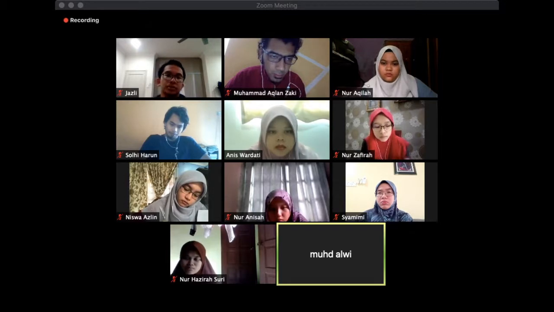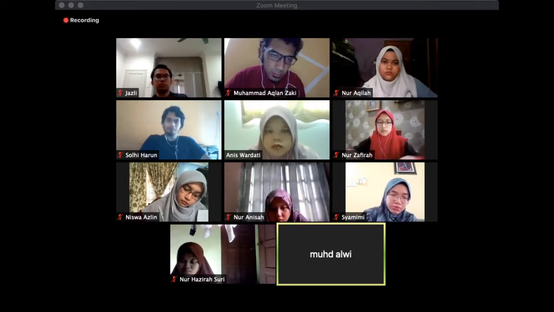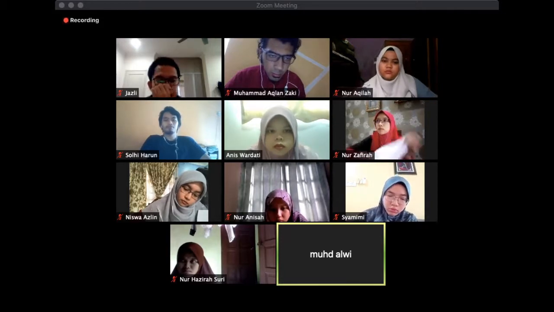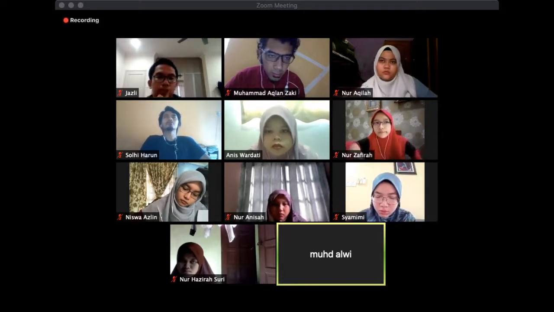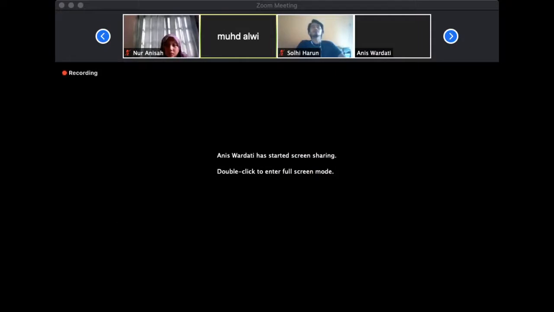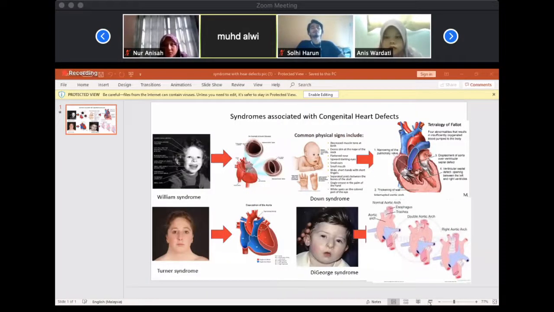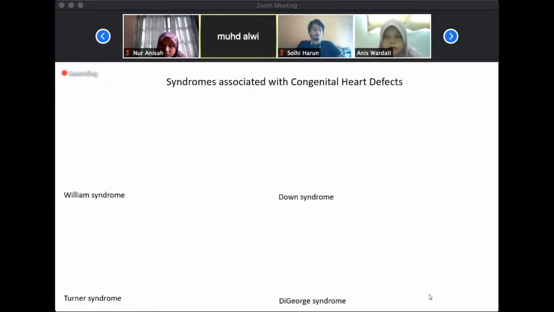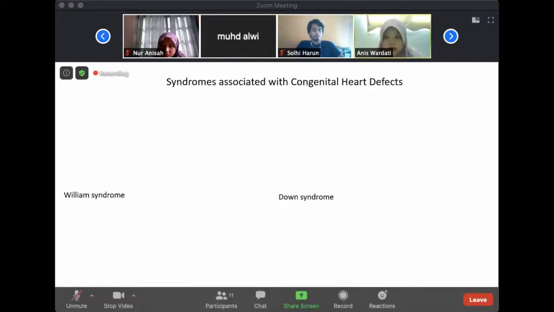For example, in PDA, in VSD, there will be mixing at the PDA level. We don't call it mixing. There will be shunt at the PDA level, but it will be left to right shunt. That's why they get breathless. They get failure symptoms, because now there's a left to right shunt, so there's a lot of high pressure blood from the left side to the pulmonary in VSD, in PDA. Understand? So the lung becomes congested, they become failure.